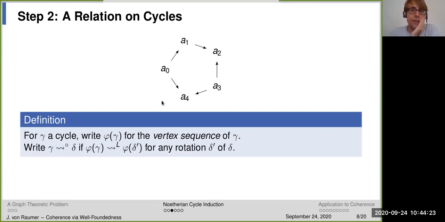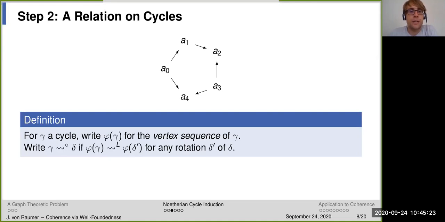And then we could say that a cycle reduces to another cycle with this squiggle circle relation, the lifted relation on cycles, if the respective vertex sequence is reduced to another. But there's one caveat: if we assume that our cycles are based cycles in some way, where we fix the starting and the end point of the cycle, we want the relation on cycles to mean that the vertex sequence of the first cycle, say gamma, reduces to the vertex sequence of the second cycle, delta, but we replace delta by any rotation of delta. So we allow ourselves to rotate. But that's just a technicality.